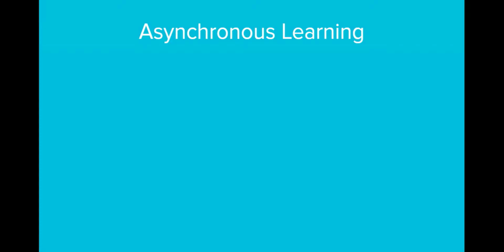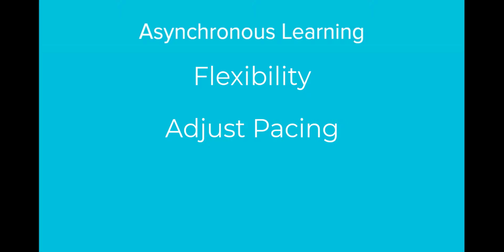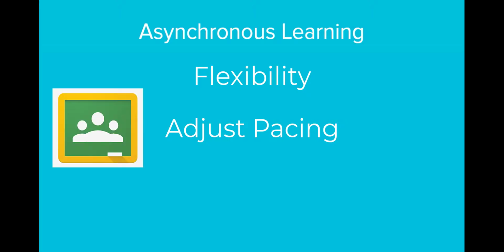Asynchronous learning occurs through online channels without real-time interaction. Advantages of an asynchronous learning environment is the flexibility to adjust the pacing of a lesson. Students will have the ability to work on the lesson within their own schedule and time through an online channel like Google Classroom. Asynchronous lessons also allow for students to choose their own pace.